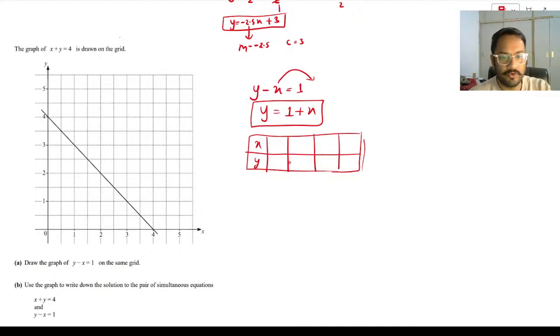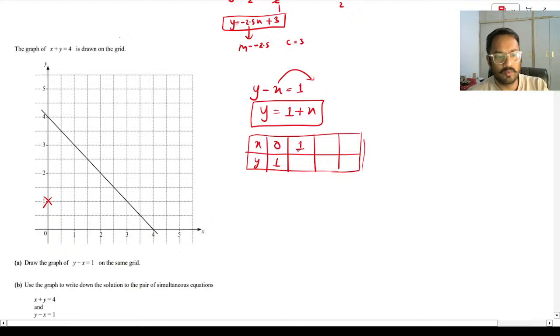That way it will be easy for you to plot the graph. If x is 0, y will be equal to 1, so we got the first point. Put x equal to 1, so y will be equal to 2.